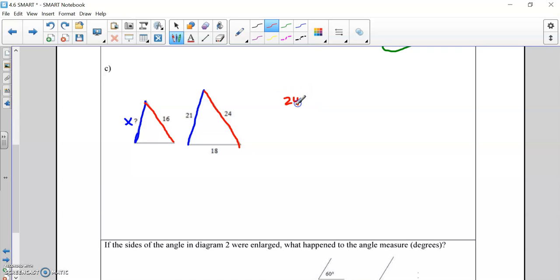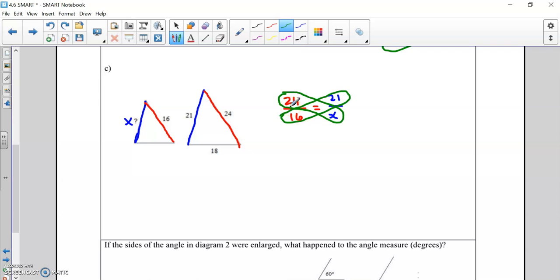And again, if you guys choose to go like 16 over 24 instead, that's totally fine. Again, just make sure you're consistent, right? If I decided to do 16 over 24, then your next one would be x over 21 instead of 21 over x. Okay? Now that I'm all set up, I can cross multiply.